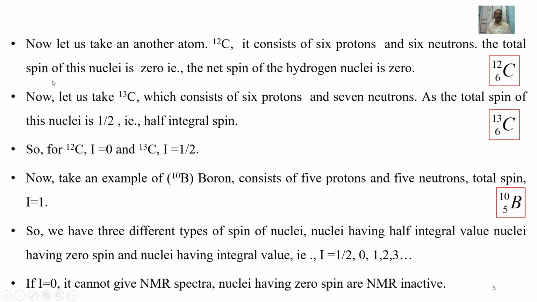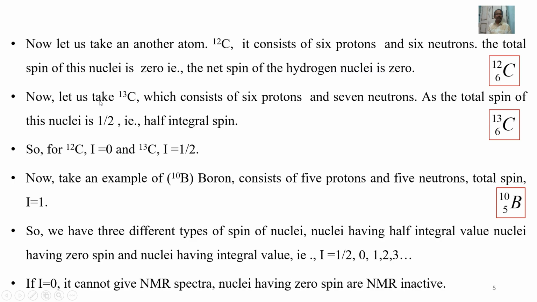Now let us take another atom, carbon 12. It consists of 6 protons and 6 neutrons. The symbol is given like this. So we have carbon 12, 6. The total spin of this nuclei is 0. The net spin of the carbon nuclei is 0. So there's a mistake here. It is not hydrogen, it is carbon.